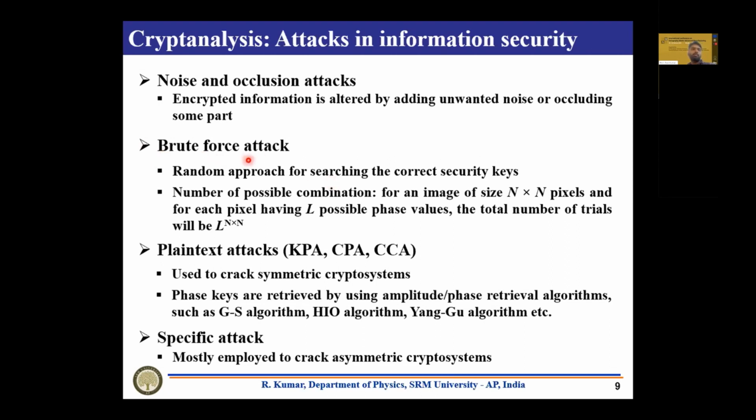Another one is the brute force attack, in which, let's say you have some encoded information and partial knowledge of the cryptosystem, how it has been encoded. Then you can apply a brute force attack, using n number of random keys to decode that information. The third one is plain text attacks, which are designed based on several phase retrieval algorithms, well known in the field of optics. And then the specific attacks. These depend on what kind of cryptosystem is there. Based on that, several constraints need to be designed, and iterative algorithms have been used.